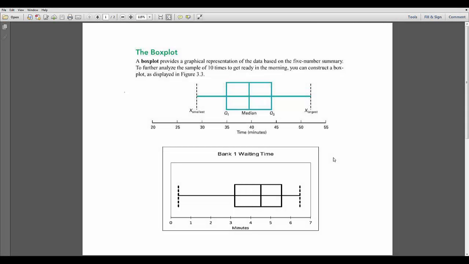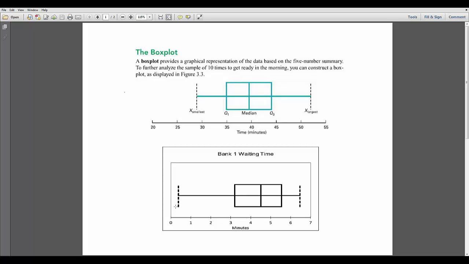Interpreting the Bank 1 data box plot. Recall Bank 1 was the bank located in the commercial district. This is the box plot that we had just created. So if we look at it, we see that our median was at about 4.5 minutes.